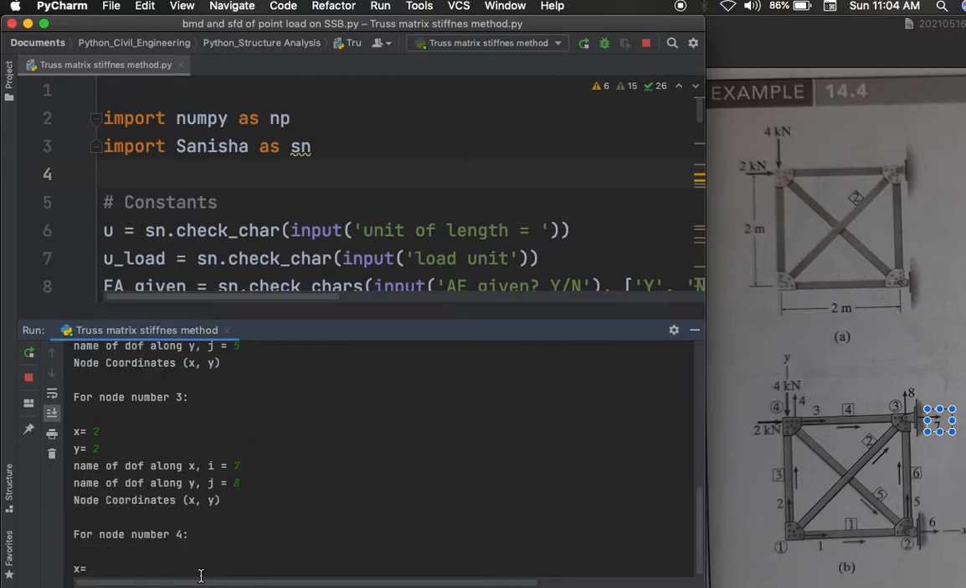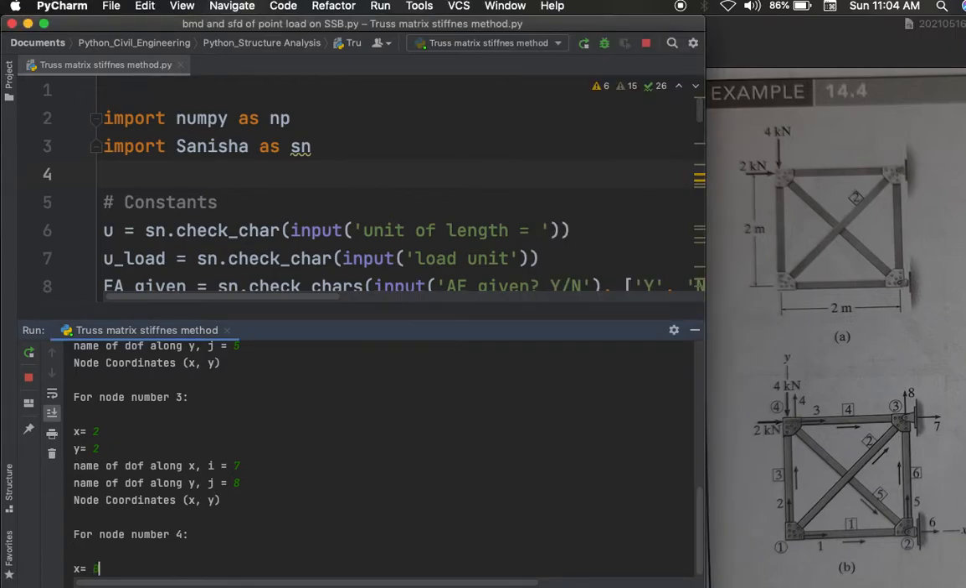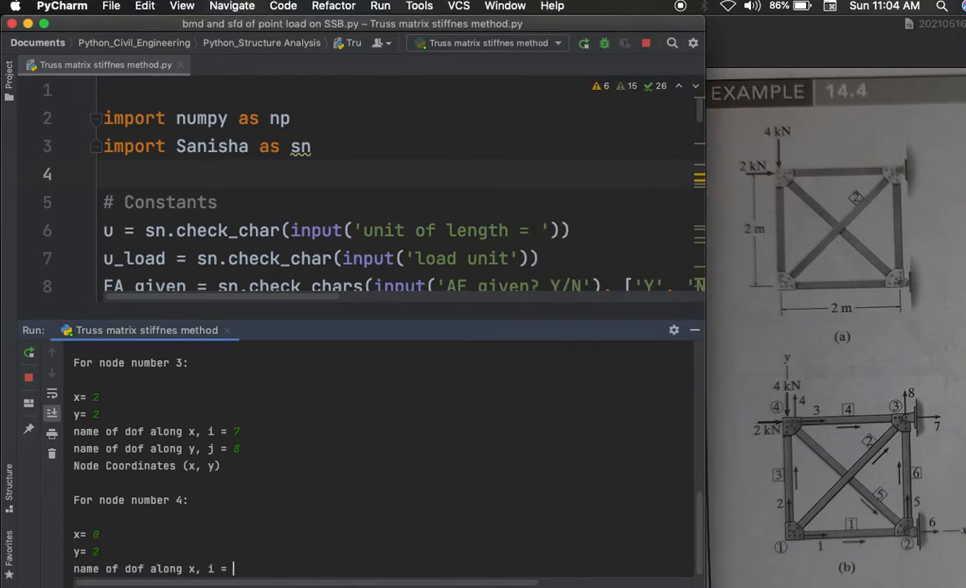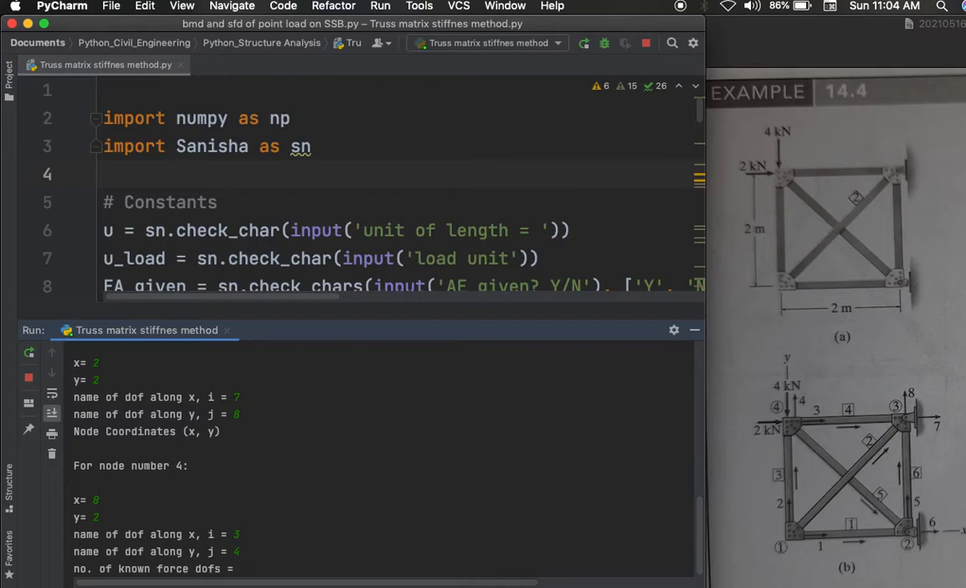And for node number 4, this is your circled node number 4, x is equal to 0 and y is equal to 2. Along the x-axis the degree of freedom is 3, and along the y-axis it is 4. So now we have put the node values. Now the number of known force degrees of freedom.